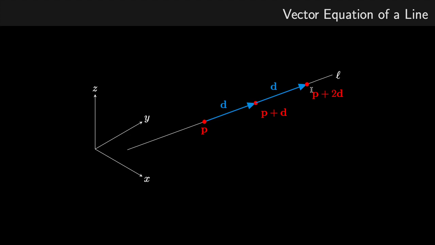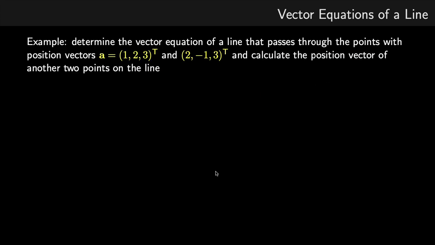We could also go in the other direction. If our parameter t was -1, remember, multiplying by -1 switches the direction of our direction vector D, so we have this point down here. So changing that value of t gives us the position of any other point on our line. So we're going to look at an example.